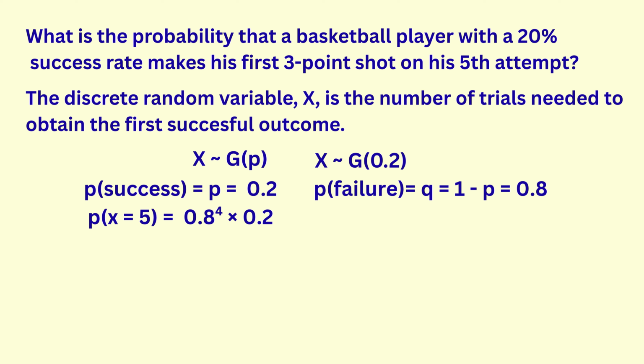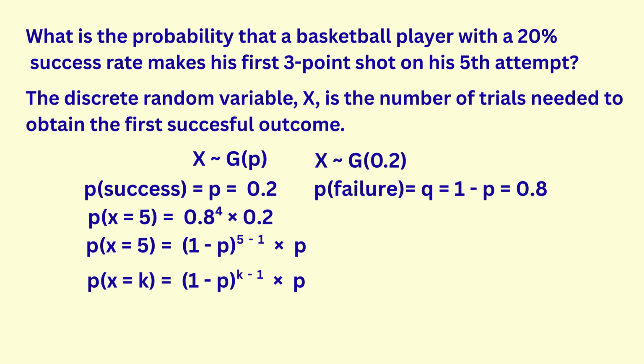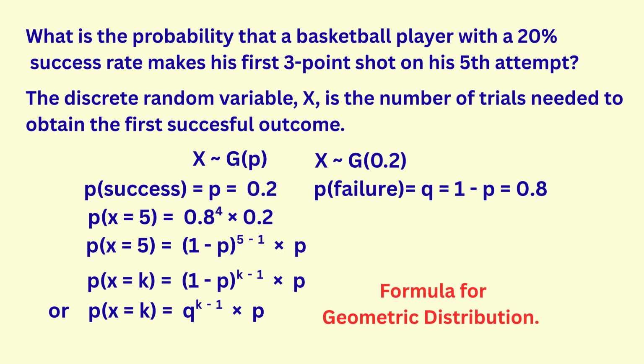The probability of success, p, is always raised to the first power, since we are only interested in the first success, while the power on the probability of failure is always the value of x minus 1. So if x is equal to a constant k, then the power would be k minus 1. Notice we can use either 1 minus p or q to represent the probability of failure. Hence we arrive at the formula for the geometric probability distribution.